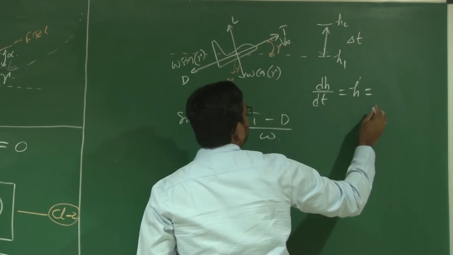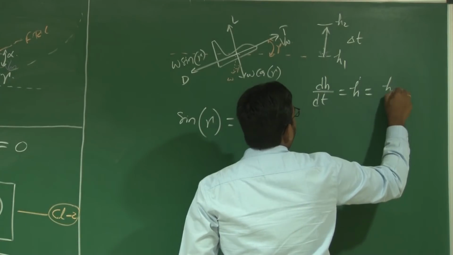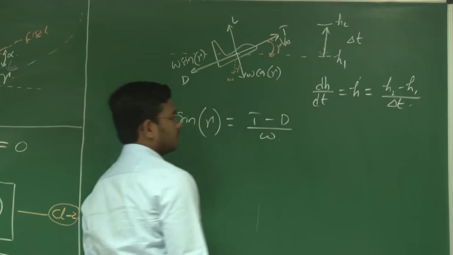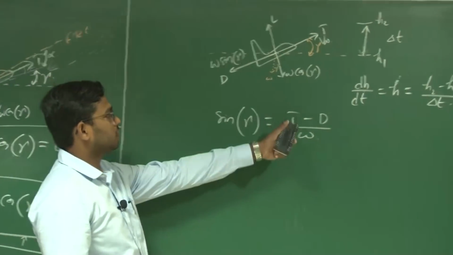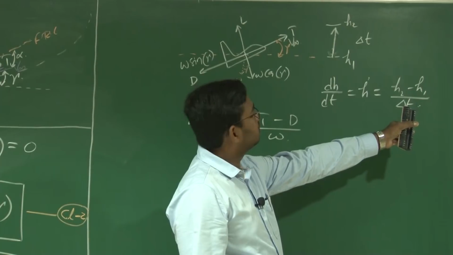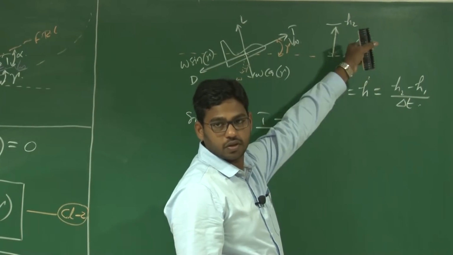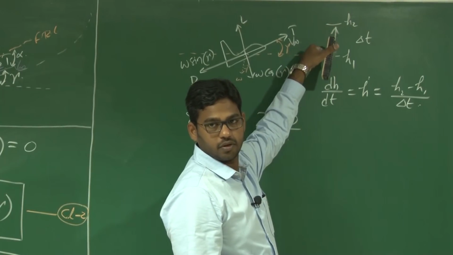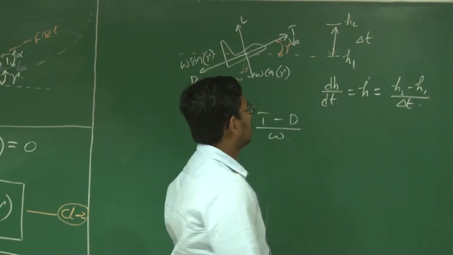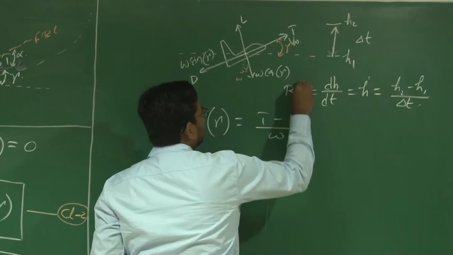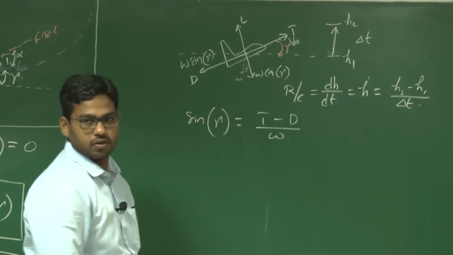Here, H dot is H2 minus H1 divided by delta T. So what is H2 minus H1 by delta T? It is the component of velocity in the vertical plane, along the vertical axis, right? This component of velocity along the vertical axis is known as rate of climb, R/C.